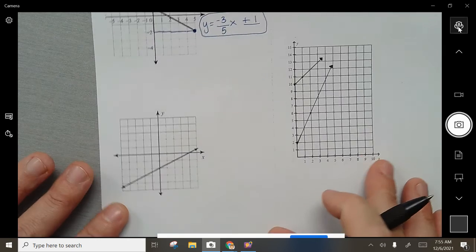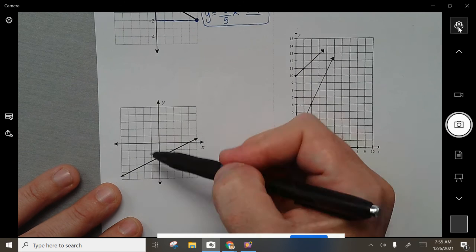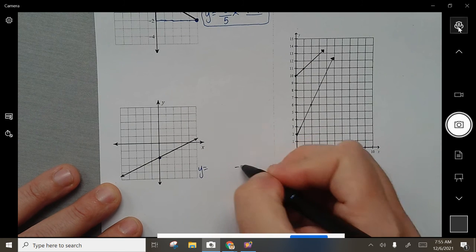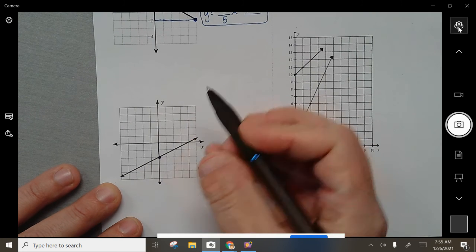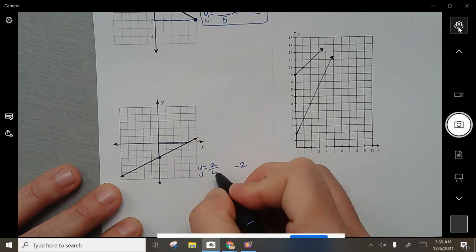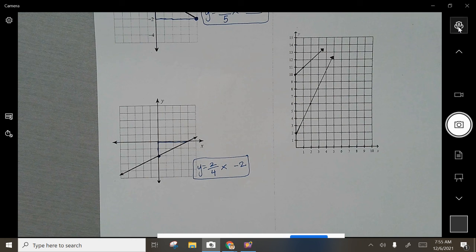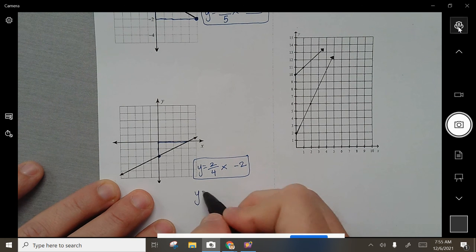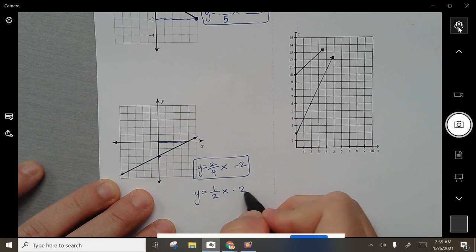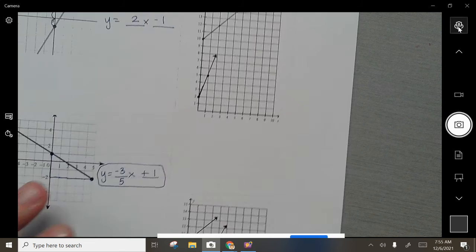Keep it going. What about this one? -2. And we're going to rise 2. Rise 2, 1, 2, run 1, 2, 3, 4. 2 over 4. Okay? And then could you reduce that? 1 over 2. You could make 2 over 4 into 1/2. Okay? All right. Now it gets a little more intense.